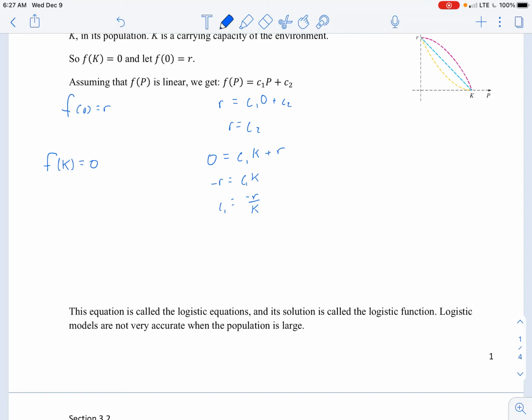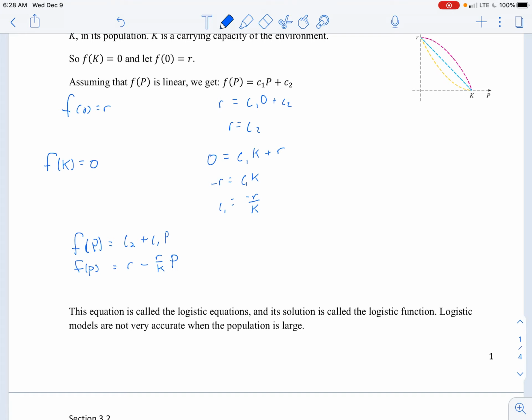So our equation for f of P is equal to, instead of saying c sub 1, I'm going to rewrite this to be c sub 2 plus c sub 1 P, just so that we can have the minus sign as our operation in the middle. So we'll have c sub 2, which is r, minus r over K times P. And so that's f of P.